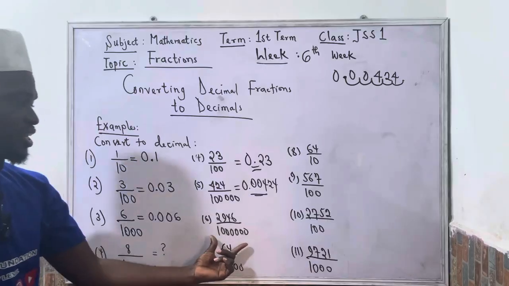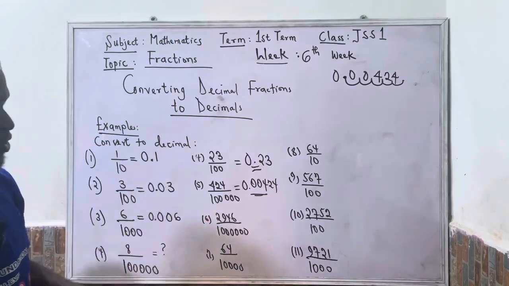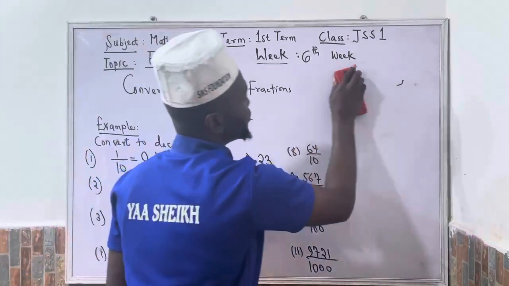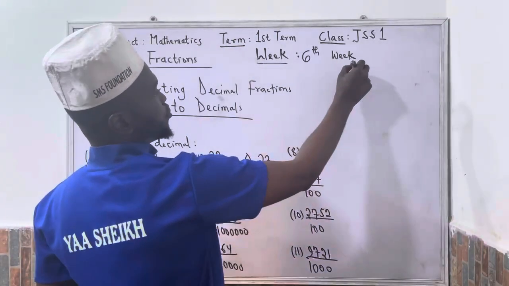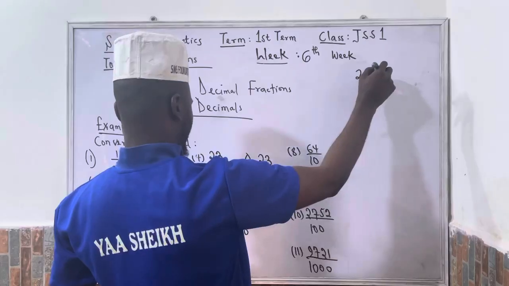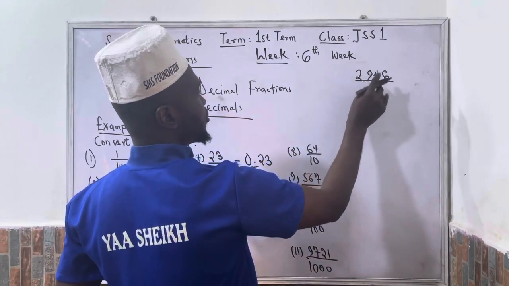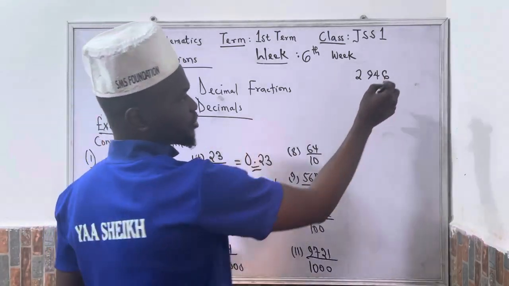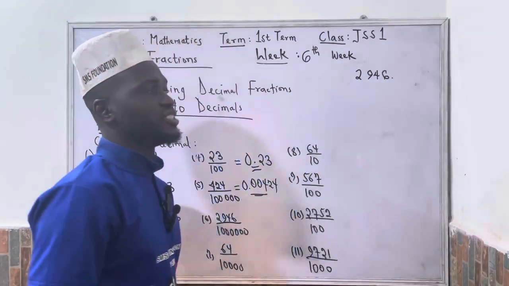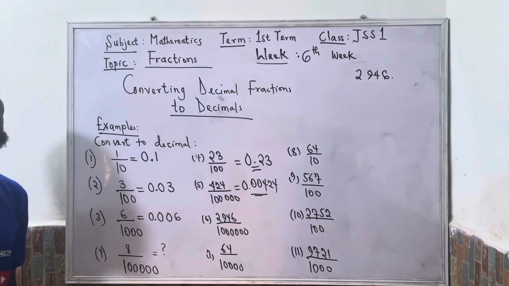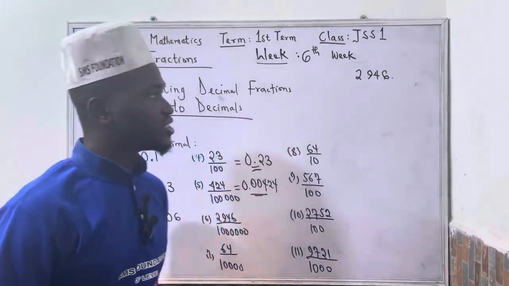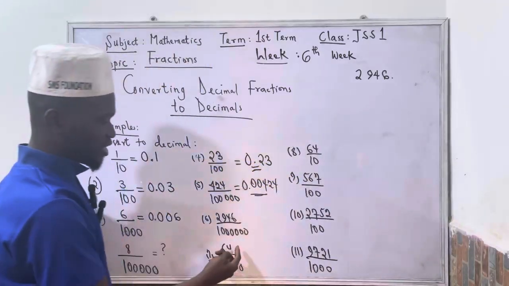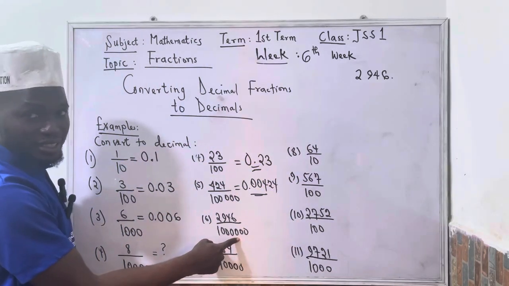So the same thing will happen here. So this is 2,946 divided by 1 million. Okay, I want to solve here. Now, I will assume that there is a point after the last digit. So always put your point after the last digit. So after that, you will now shift your point how many times? That will be 6 times.